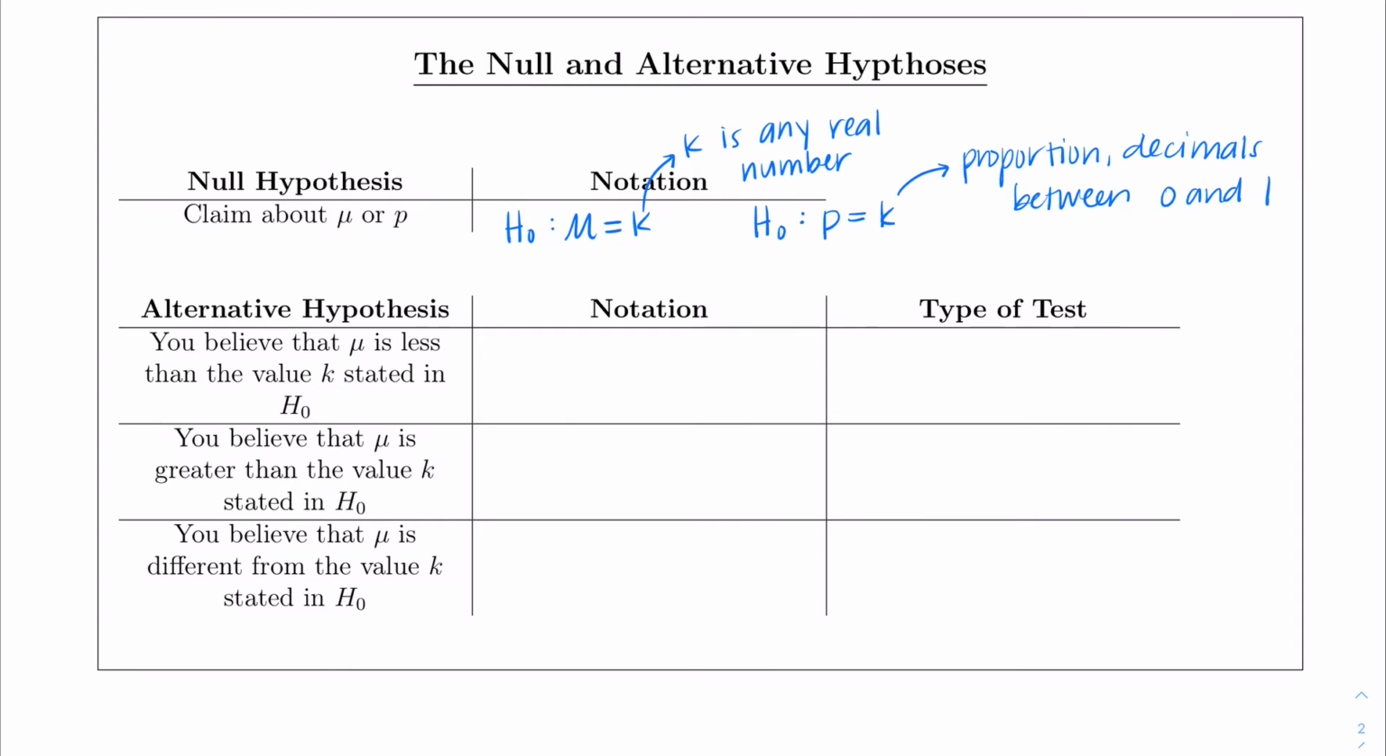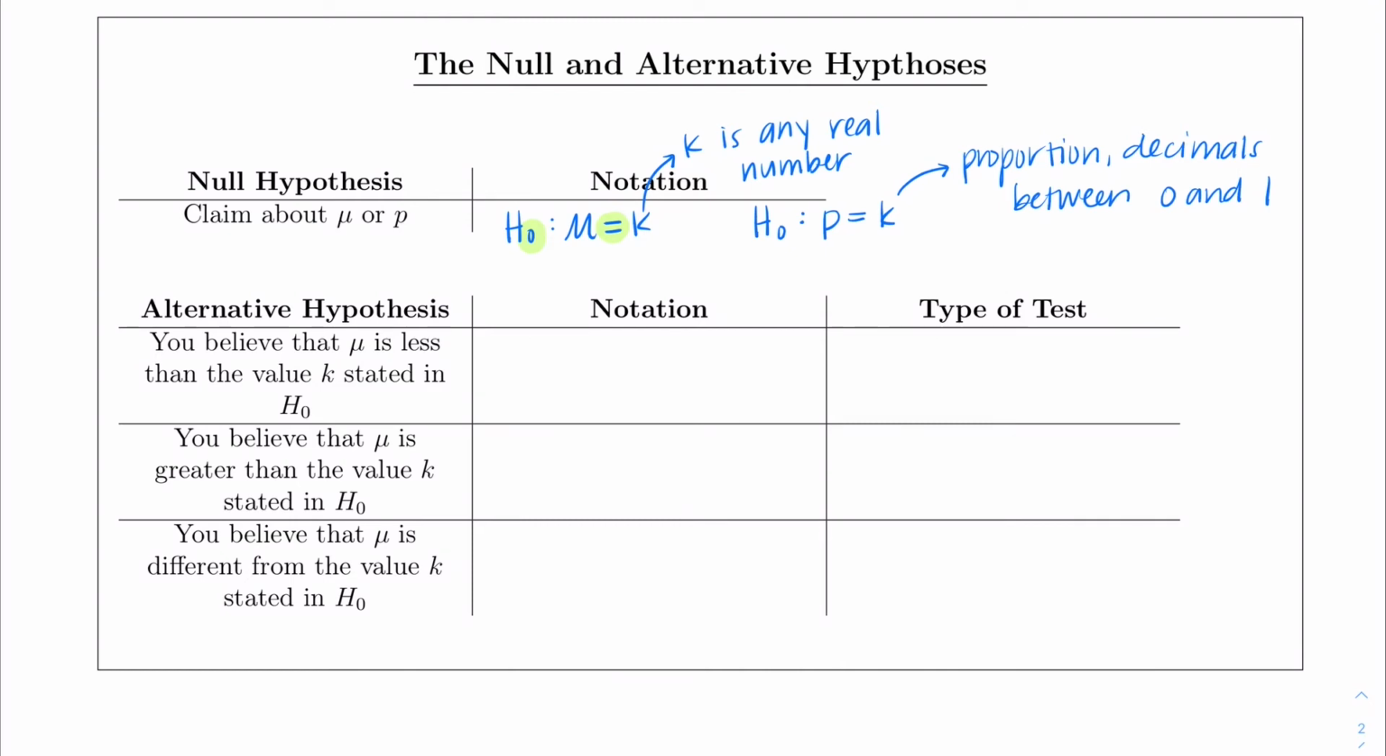If we move on to the alternative hypotheses, the only things that change are the subscript that we put on h and the sign that we're going to put in the middle. While the null hypothesis is a statement that we are told to be true, the alternative hypothesis is what we suspect. And so your options are: you suspect that mu is less than the value of k that you were given, you suspect that it's greater, or you suspect that it's just simply different from.